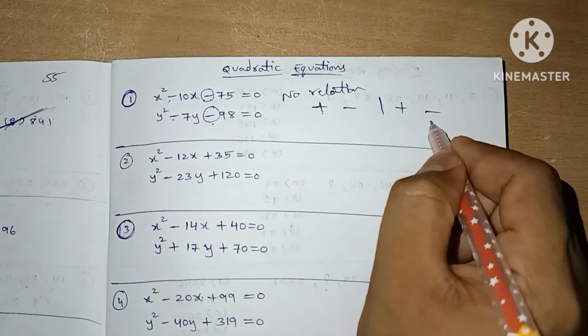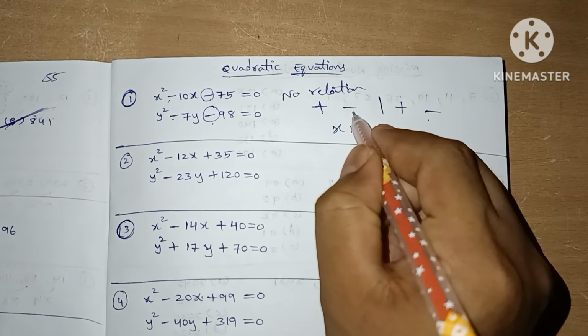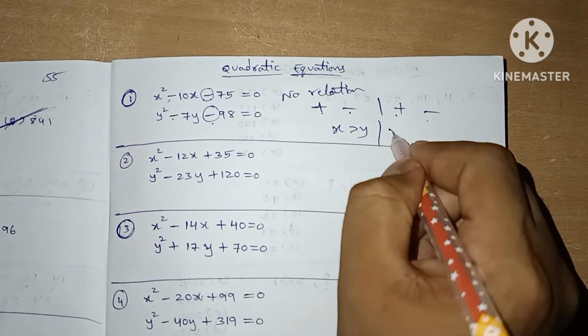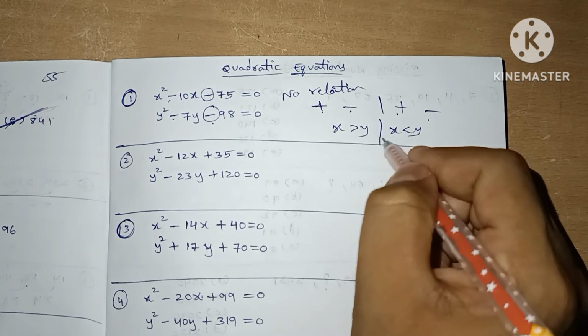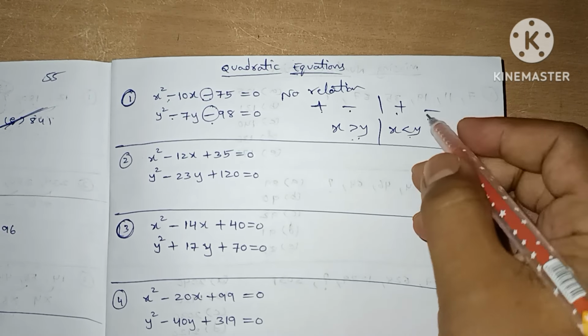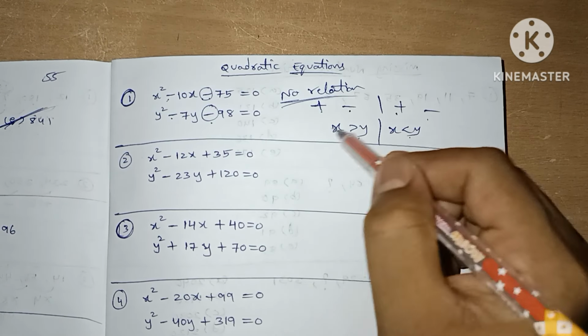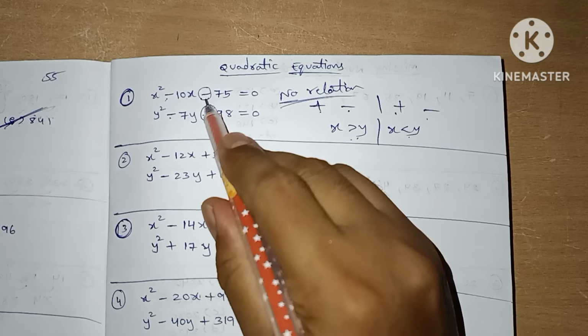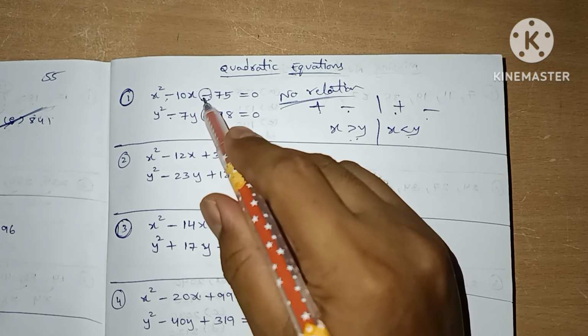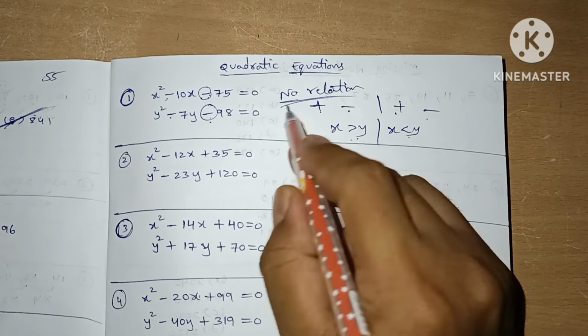By comparing positive and negative, x greater than y. By comparing negative and positive, x is lesser than y. So there is a complementary pair. So there is no relation between these two equations. This is why if we see minus at the end in these two equations, answer will be no relation can be established.